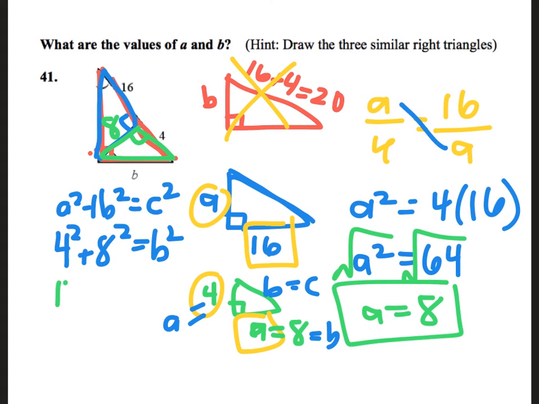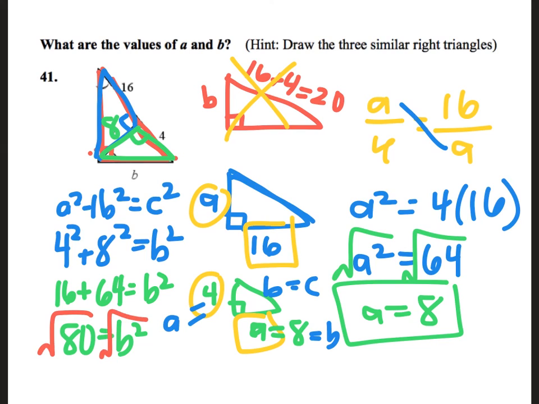When I square 4, I get 16. If I square 8, I get 64. All of it equals B squared. 16 plus 64 equals 80. So we have 80 equals B squared. My last step is to square root both sides. So the square root of 80. And when we do that, we get B equals 8.9. And that should be your final answer.